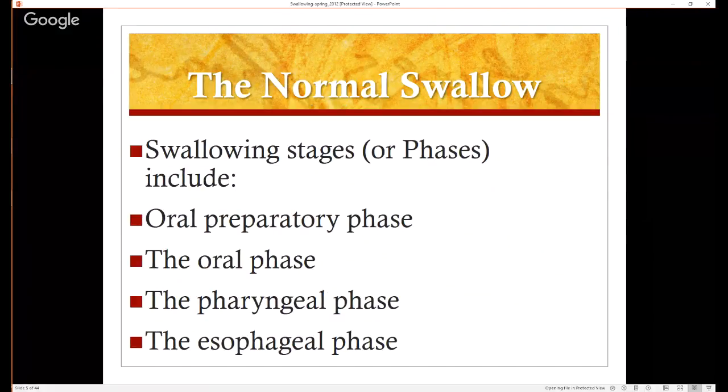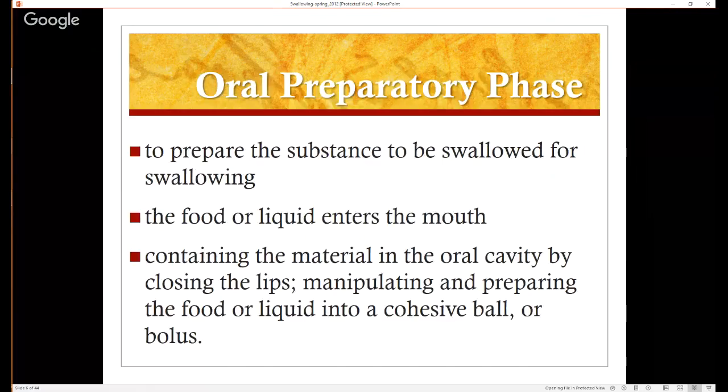First, we're going to look at the normal swallow and what stages or phases accompany a normal swallow, and those are the oral preparatory phase, the oral phase, the pharyngeal phase, and the esophageal phase. In the oral preparatory phase, you're going to be preparing the substance for swallowing. The food or liquid is going to enter the mouth, and the material in the oral cavity is going to be contained by closing the lips, manipulating and preparing the food or liquid into a cohesive ball or bolus.